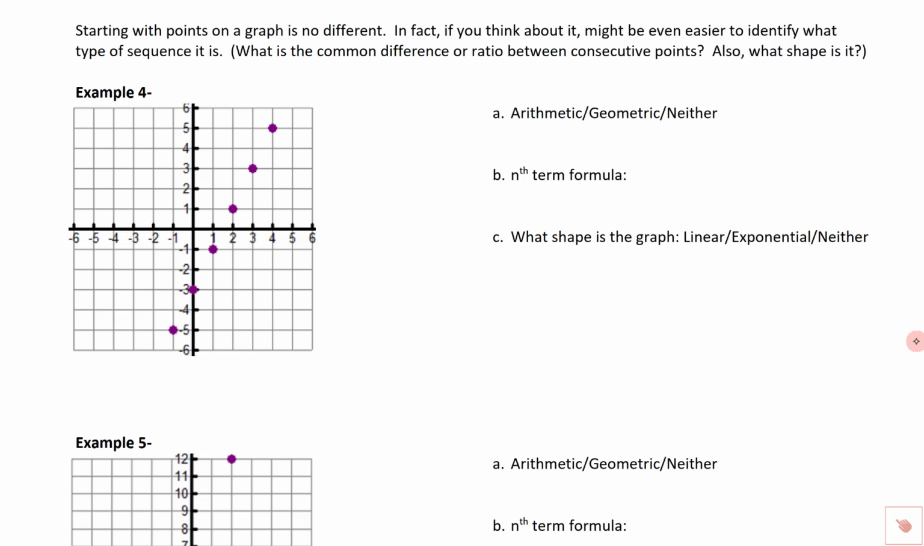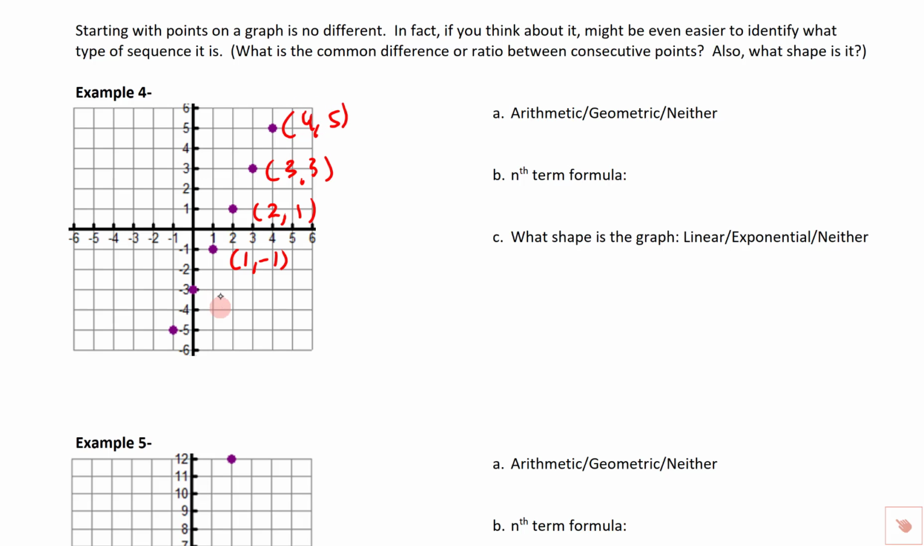Okay, let's take a look at the back side here, and you'll notice that here we've got graphs. So it says starting with the points on the graph, it isn't any different than dealing with a table. It just looks different. In fact, if you think about it, it might be actually easier to identify which type of sequence it is. It says what's the common difference or ratio between consecutive points, and also what shape is it. So here's what we're going to look at. This one right here is the point 1, -1. This is the point 2, 1. This is the point 3, 3. This is the point 4, 5, and so forth.